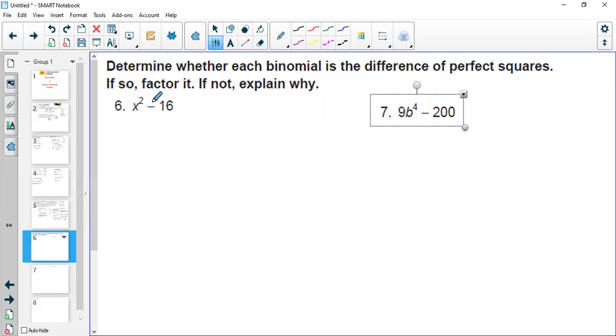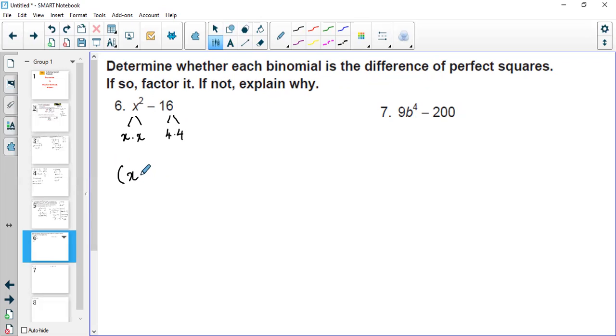So to start with, first check for the sign. Is this a negative? Yes, it's a minus sign. So let's divide this into two parts. So this is going to be x and x. x multiplied by x will give you x squared. 16 is going to be 4 multiplied by 4. Now, how are you going to write the factorization for this?